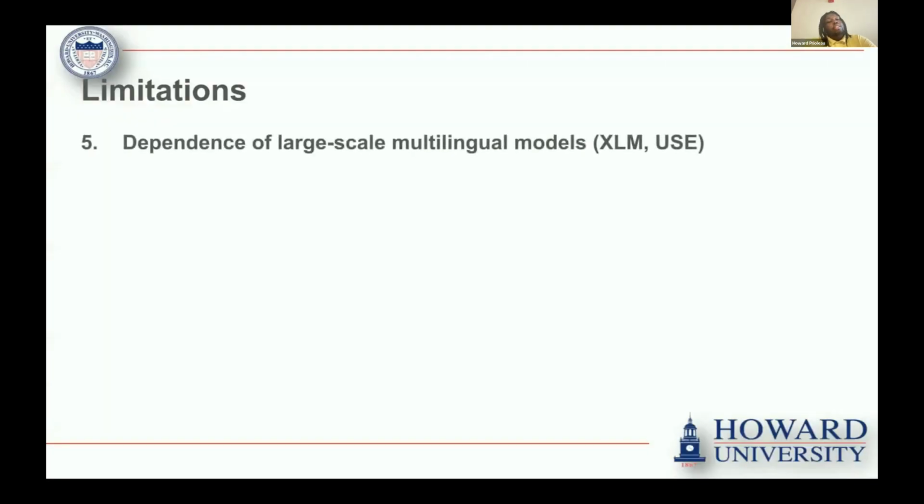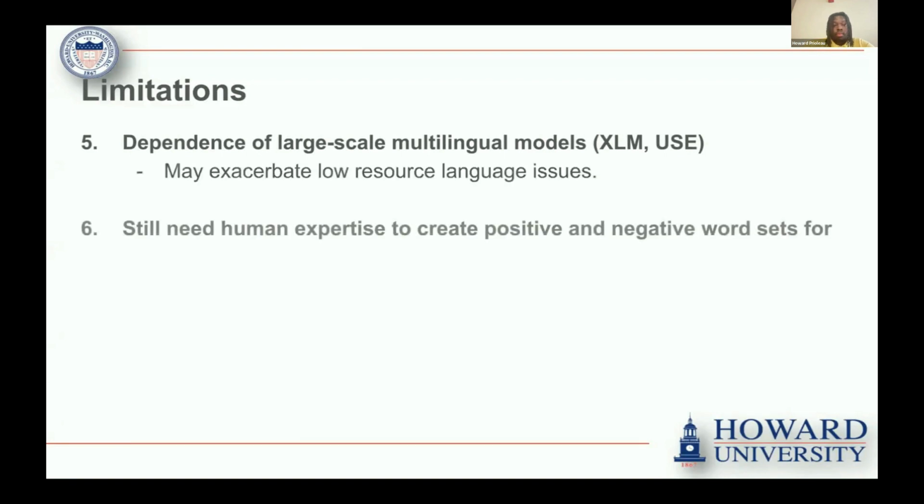Further limitations, dependence on large-scale multilingual models. And so with that, since this is a low resource language, the large-scale multilingual models could potentially exacerbate the issues due to the fact that the data sets are small and whatnot.